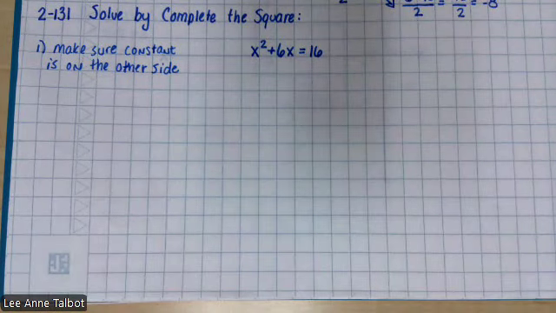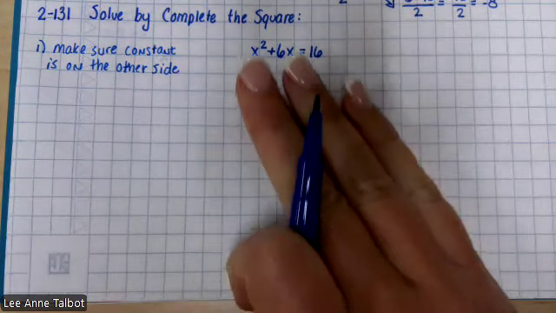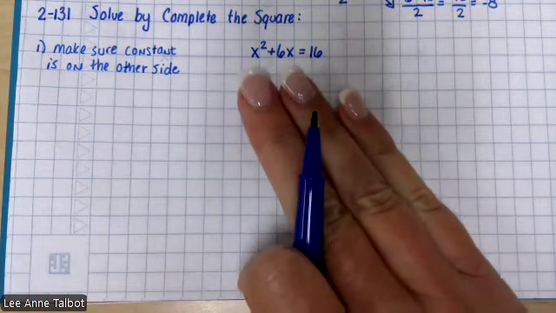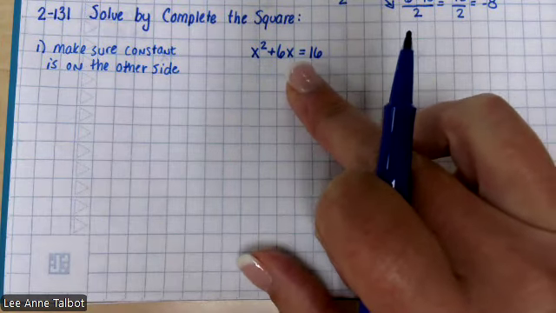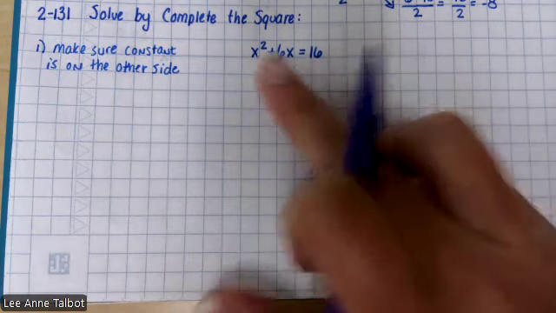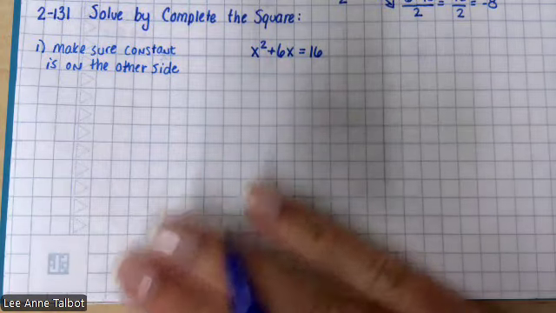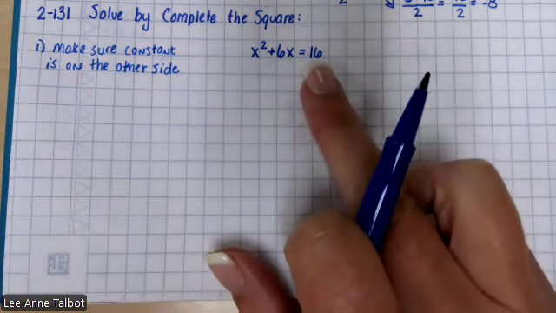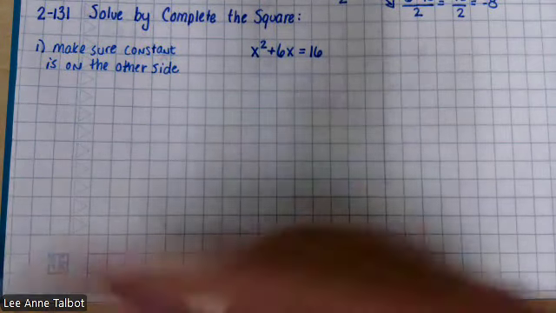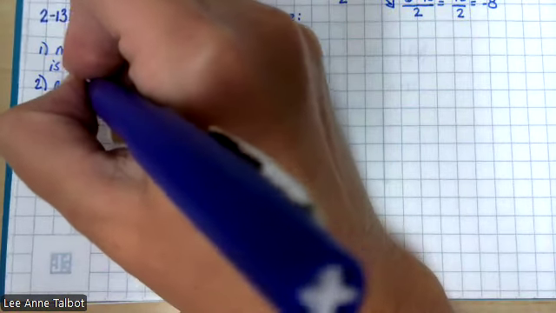Okay. So step one, most of your quadratics are going to be equal to 0. When you complete the square, you want to move the C term over. So this one's already set up for complete the square. The C term's already over there. So we don't need to do this step, but just saying, for step one, make sure your constant's on the other side. Our constant is on the other side. Step two is complete the square.